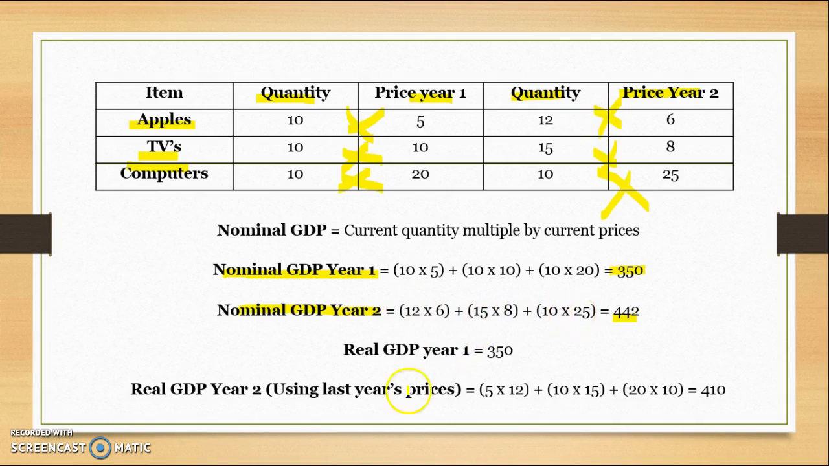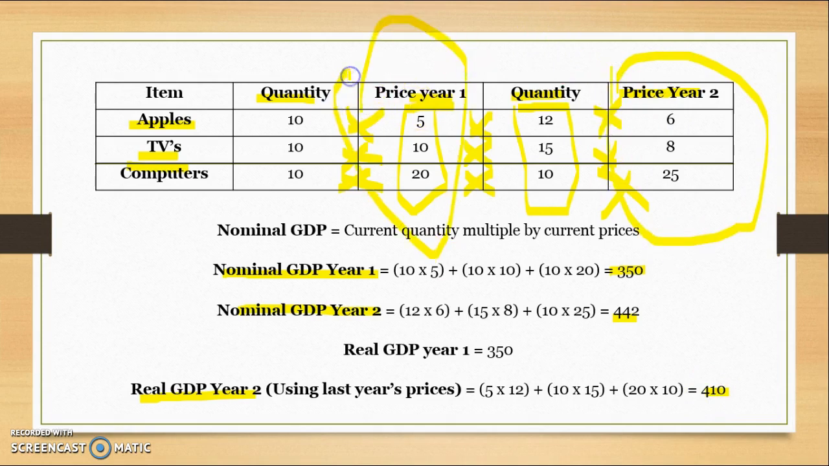To calculate real GDP in year 2, to see what the increase in real GDP has been, what we need to do is use the second year's output but use the first year's prices. So to calculate real GDP in year 2, it's 5 times 12 plus 10 times 15 plus 20 times 10, and that gives you a figure of 410. So rather than using the second year's prices like we do for nominal GDP, we use the first year's prices. And what that figure tells us is, if we keep prices the same, how much our quantity has actually increased by, to calculate how much growth has increased by.